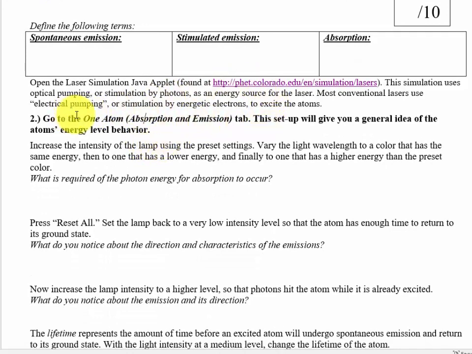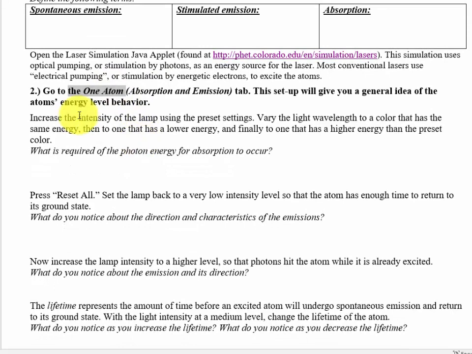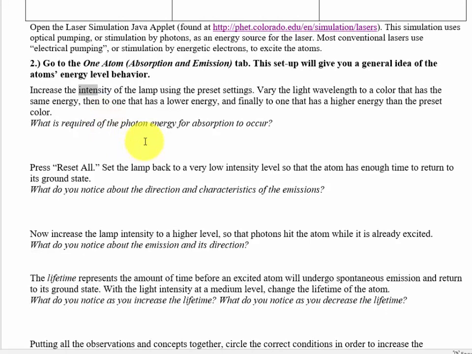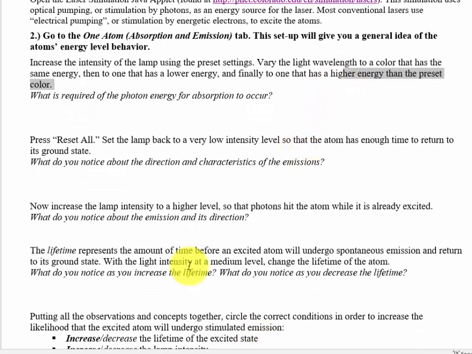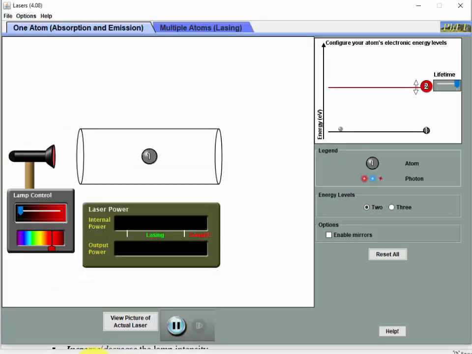I've opened up the lab, and I'm going to go to one atom, and I'm going to mess around with the intensity of a lamp that's illuminating a single atom in this case, and we're going to make some observations. We can mess around with the intensity, and we can mess around with the energy of the lamp, and pay attention to what's required for photon absorption to occur. So here we have the atom, and here we have the lamp, and I'm going to go ahead and spit some photons at it. One thing to pay attention to is this is the electron inside of the atom, and you can see that it's going to absorb a photon.